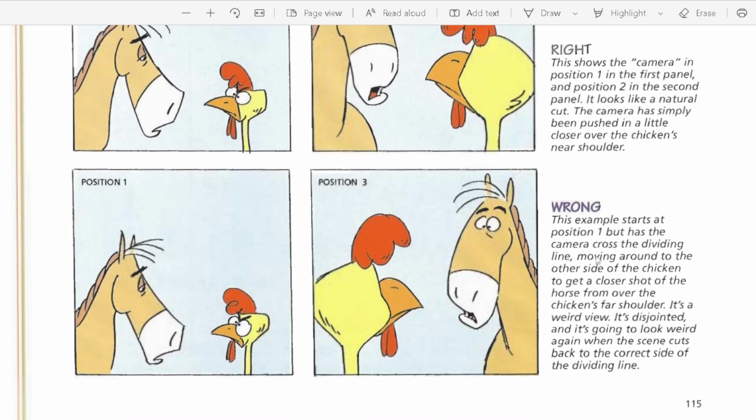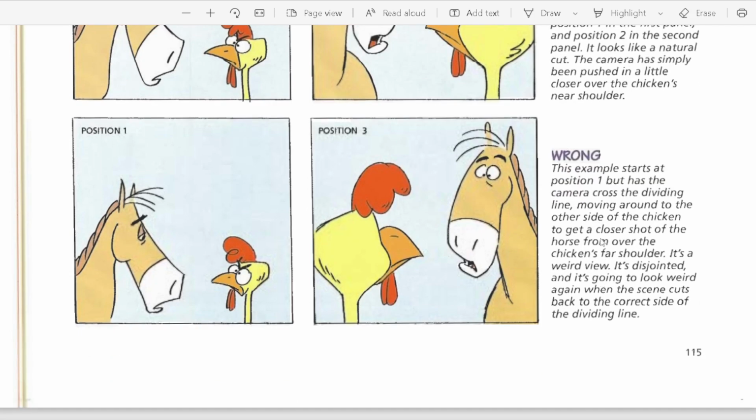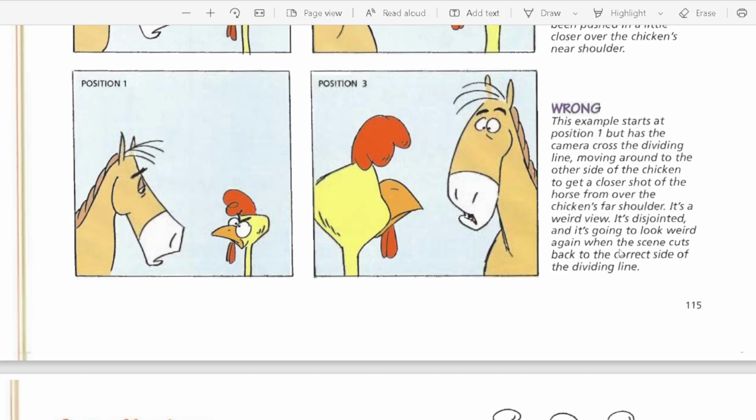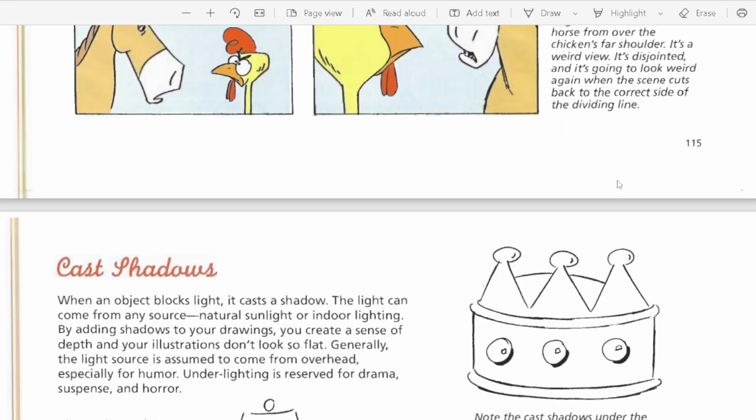Wrong. This example starts at position 1 but has the camera cross the dividing line, moving around to the other side of the chicken to get a closer shot of the horse from over the chicken's far shoulder. It's a weird view, it's disjointed, and it's going to look weird again when the scene cuts back to the correct side of the dividing line.